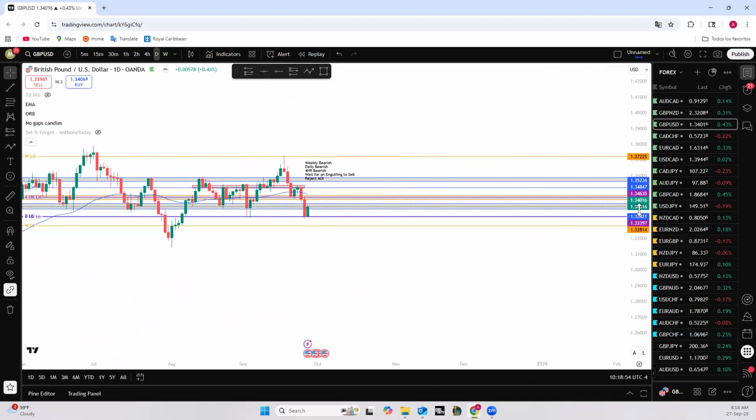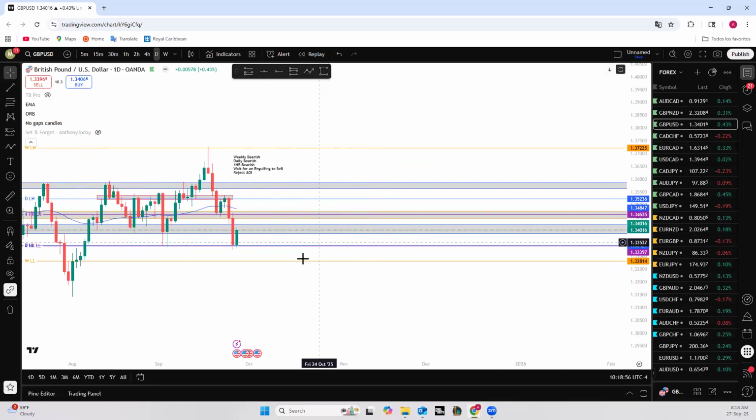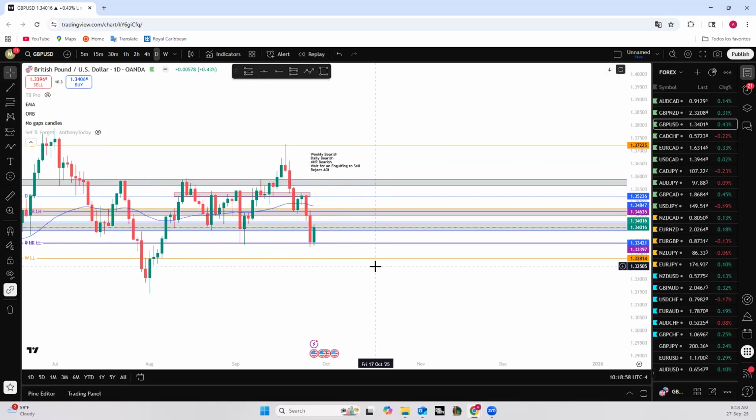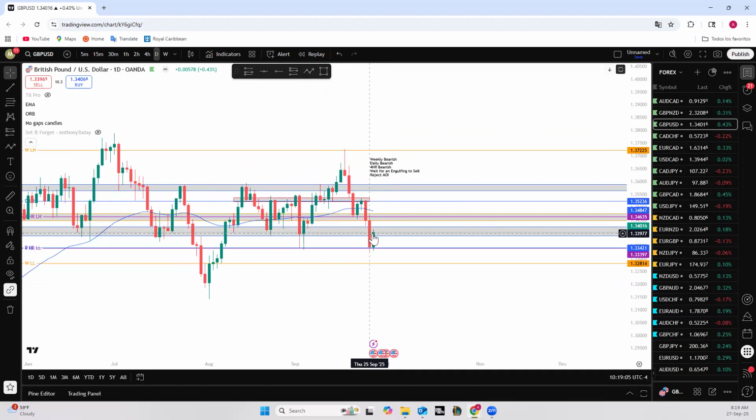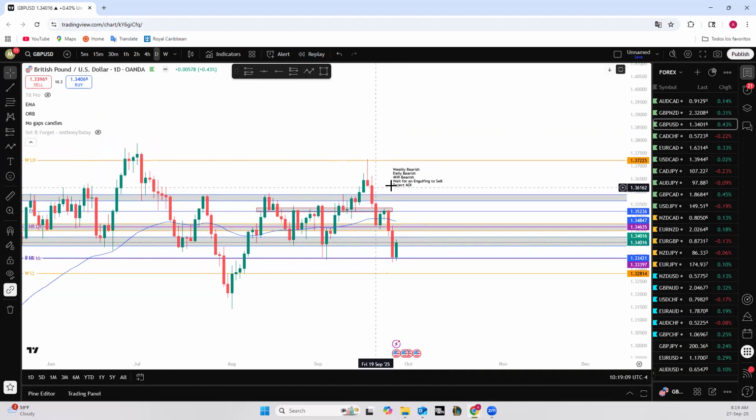GBP USD. Shannon, on this one, were you looking to sell or to buy? To sell. Perfect. Then I think we are on the same page.